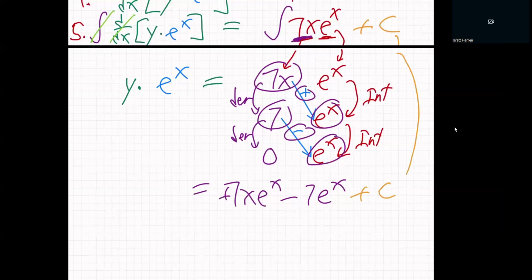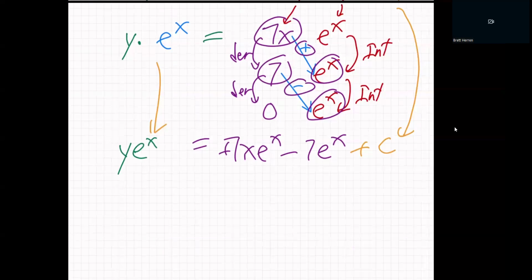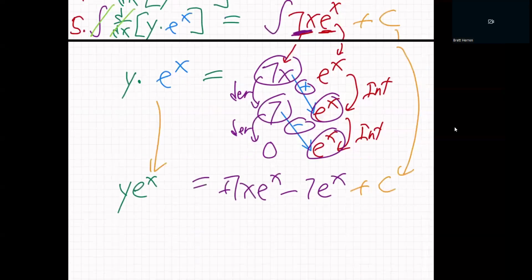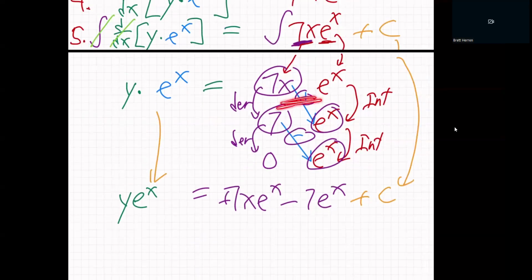Just bring that on down. And then the left side, we still have y e to the x. In fact, let me scoot it over because I want to do something. Okay, we good to there. Now we've got to get y alone. So we did that. That was called the tabular method. This right here is a shortcut for by parts called the tabular method.